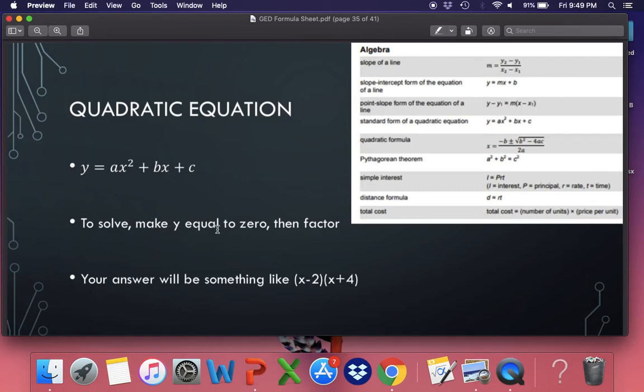Then to solve, you make y equal to 0, then you factor it out. Your answer will be something like this: x minus 2 and x plus 4. You'll end up with 2 answers typically if you know how to factor out a quadratic equation.